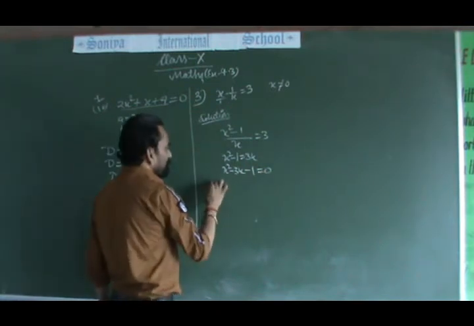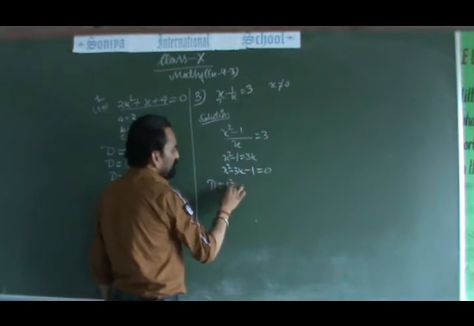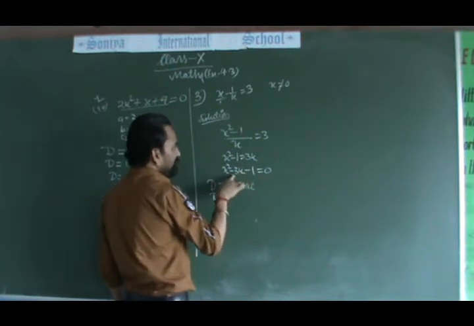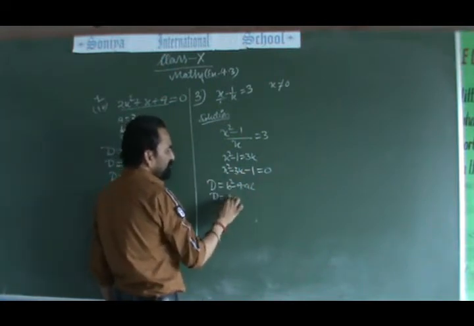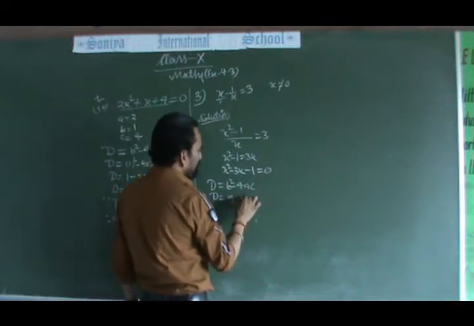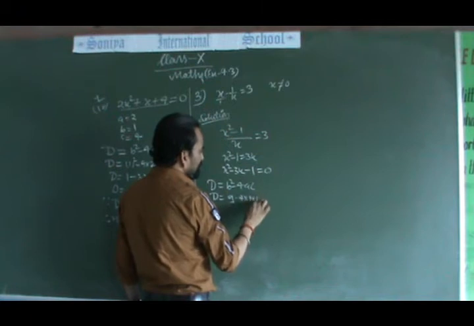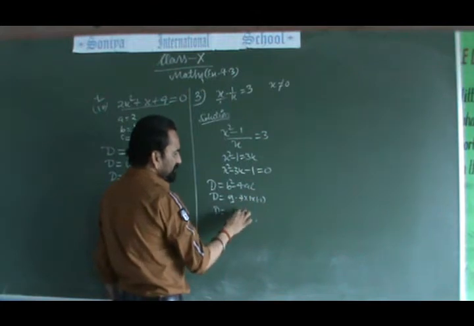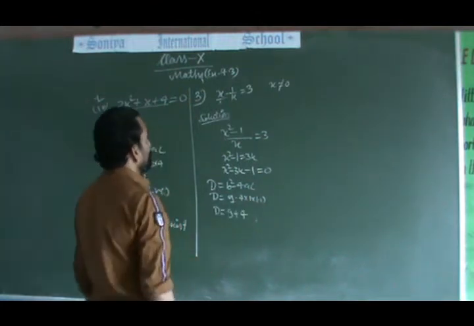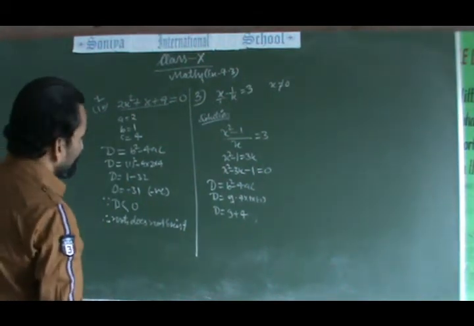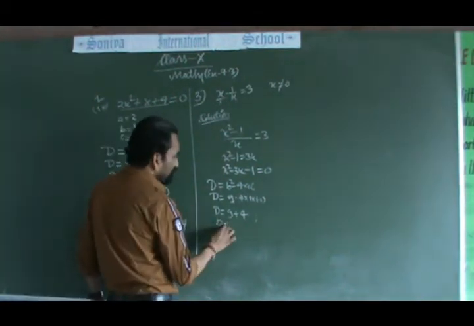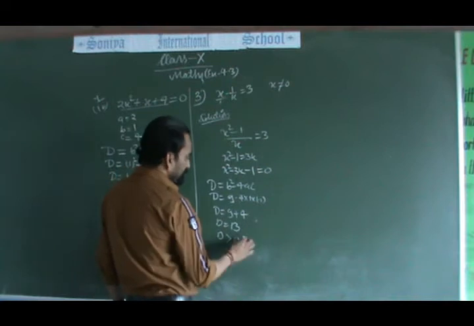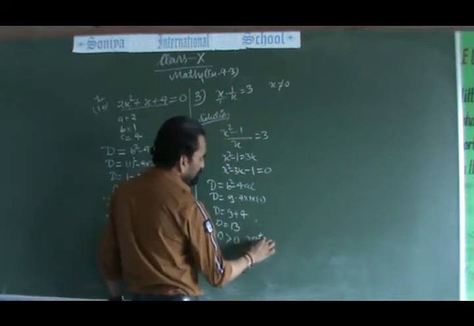Since it is a quadratic form, you find D equals b square minus 4ac. The value of b is minus 3, the square of minus 3 is 9, minus 4 into a, 1, into c. C is also a negative number. So 9, minus into minus is plus, 4. Yes, correct. So D equals 13, and 13 is a positive number, so it is greater than 0, hence roots exist.